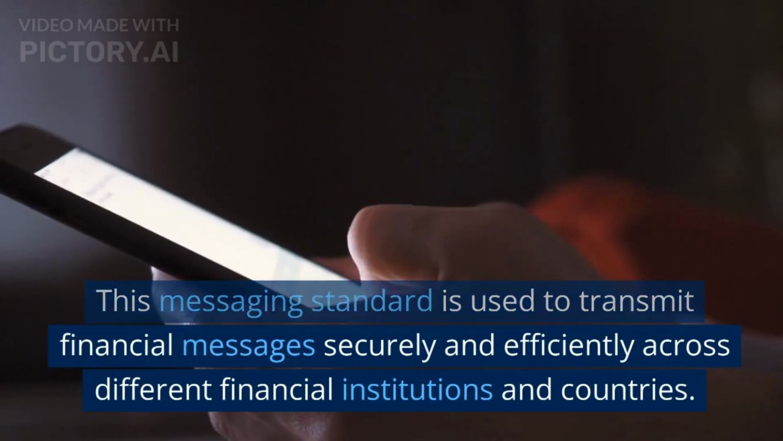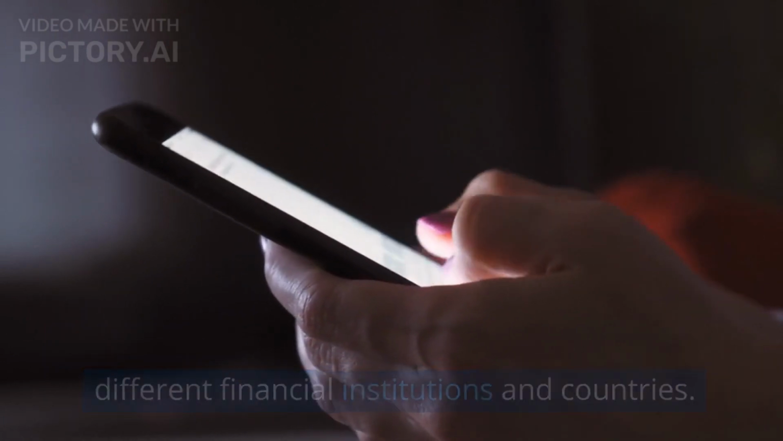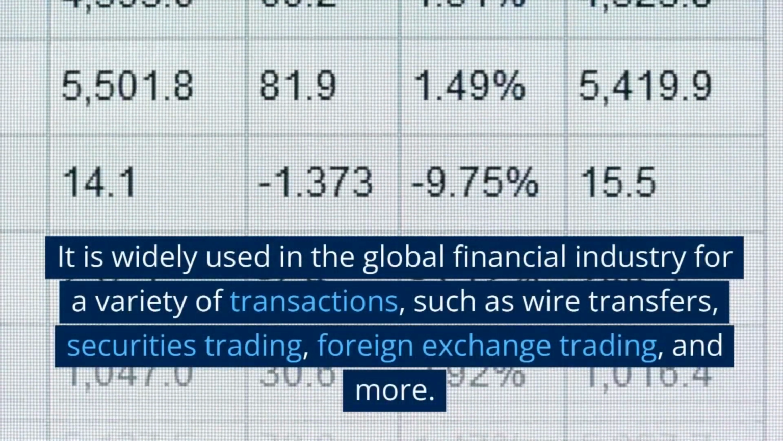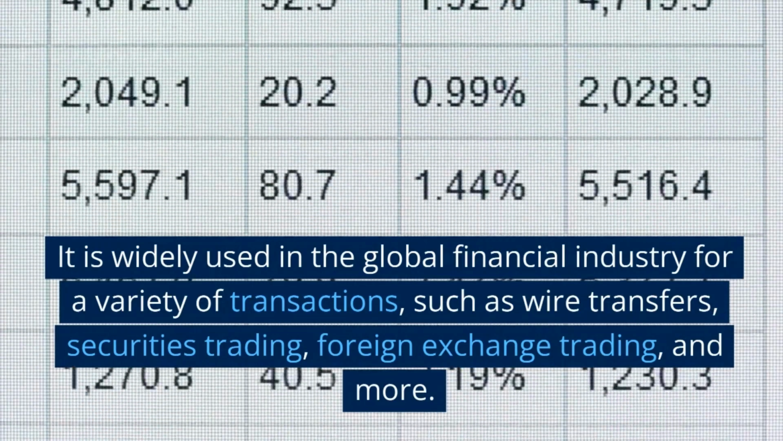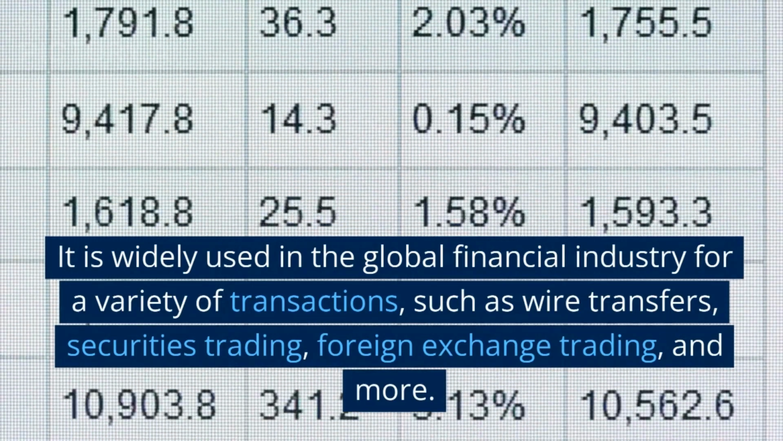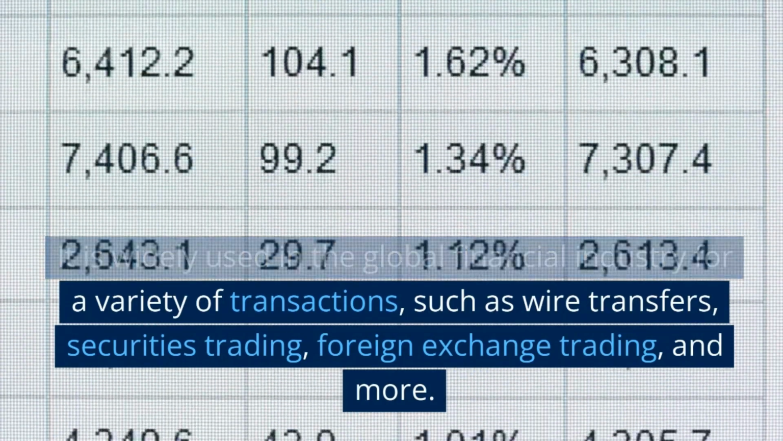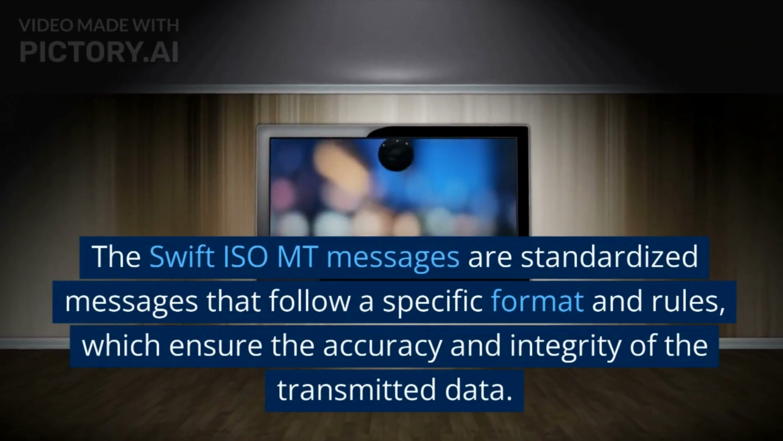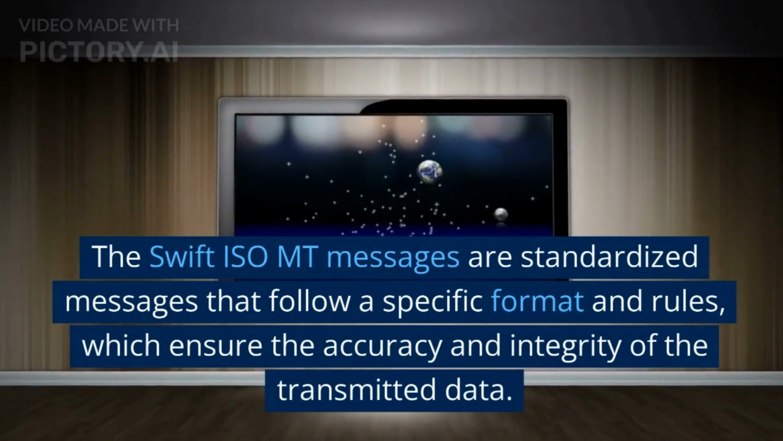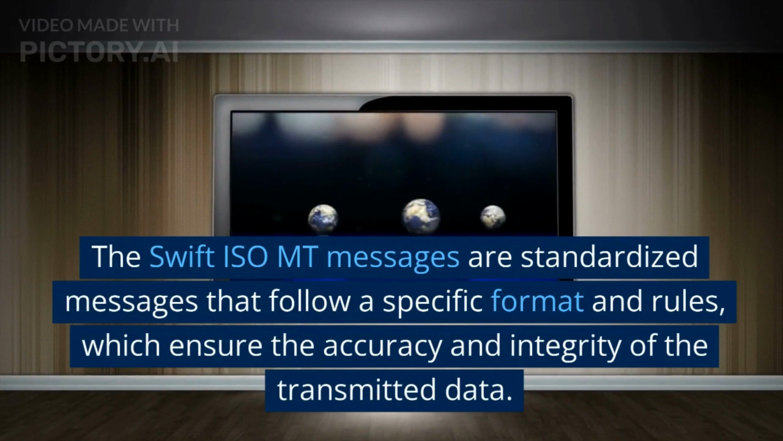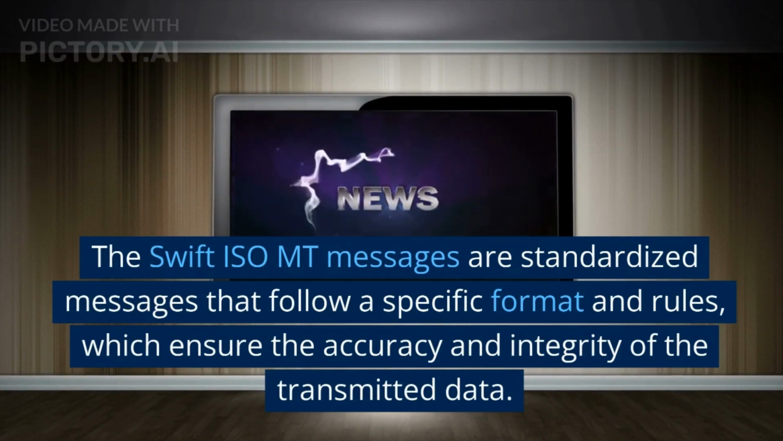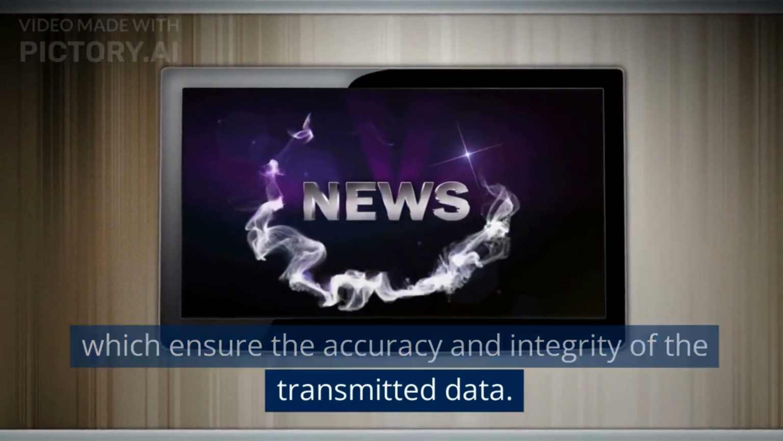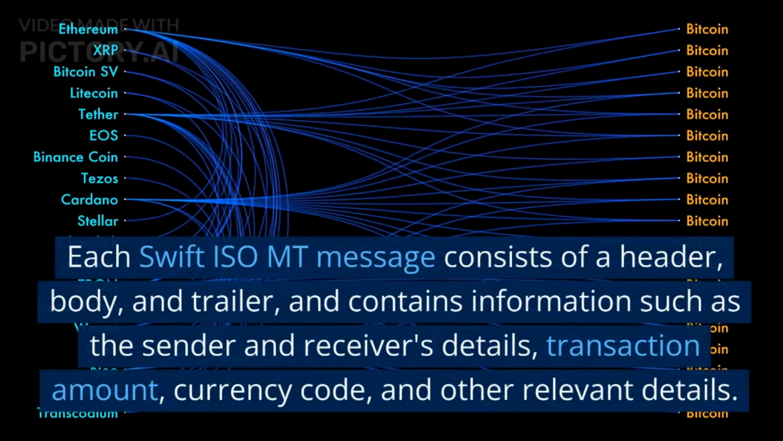It is widely used in the global financial industry for a variety of transactions, such as wire transfers, securities trading, foreign exchange trading, and more. The SWIFT ISO MT messages are standardized messages that follow a specific format and rules, which ensure the accuracy and integrity of the transmitted data. Each SWIFT ISO MT message consists of a header, body, and trailer, and contains information such as the sender and receiver's details, transaction amount, currency code, and other relevant details.